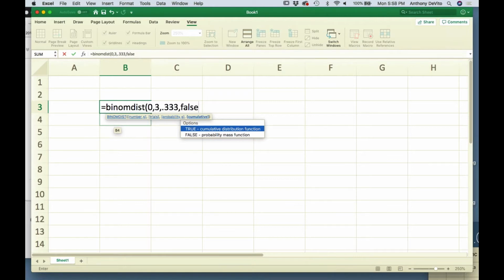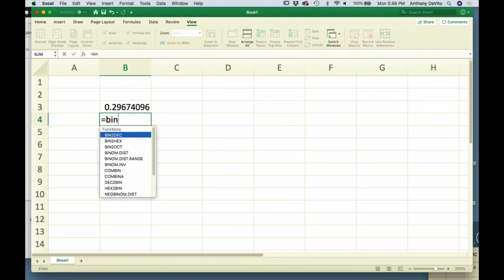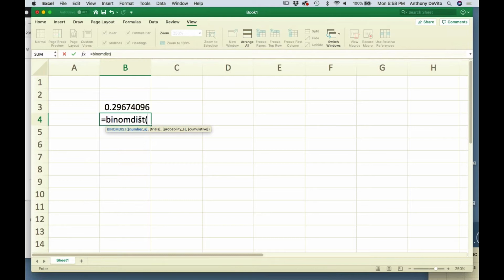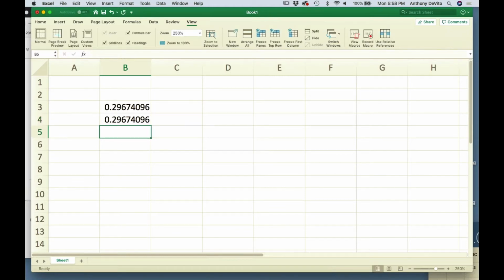To be honest with you, it doesn't matter. If you put true or false, you're going to get the same result because it's going to give you all the probabilities from 0 down. And since there is nothing below 0, it's not going to matter. In fact, let me do that. Equals binom dist parentheses number of successes is 0, comma, trials is 3, comma, 0.333, comma, true. Bing, same thing. Okay. So we've convinced ourselves of that.